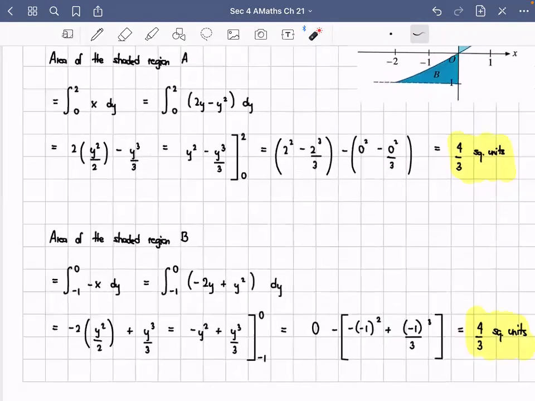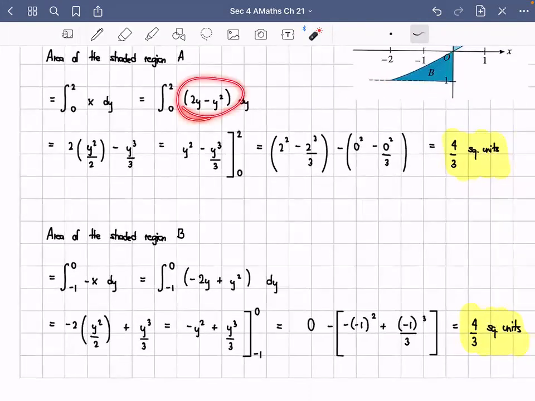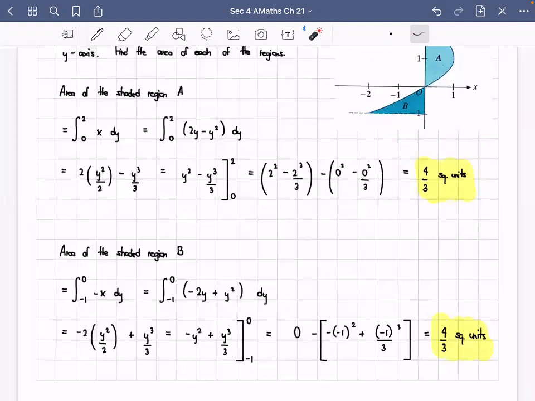So from here, if you multiply this by negative 1, you'll now have negative 2y plus y squared. So that's now your new expression. Please do take note of that. And now we are bounded by 0 as our upper limit here, and negative 1 as our lower limit. So let's get the antiderivative of this.